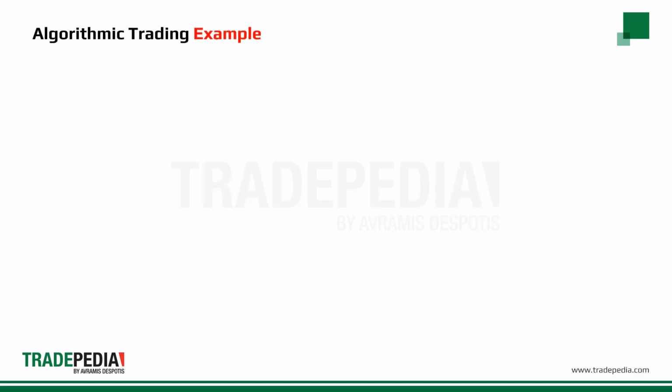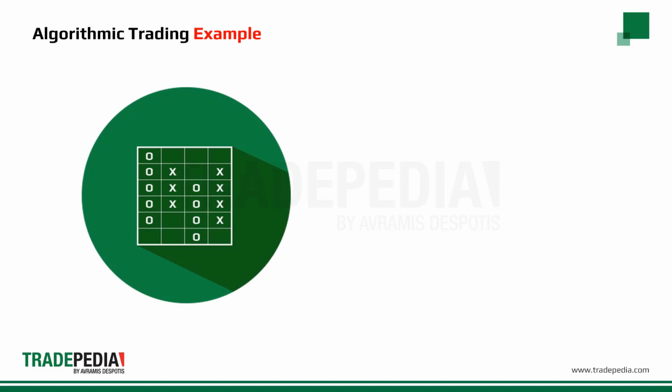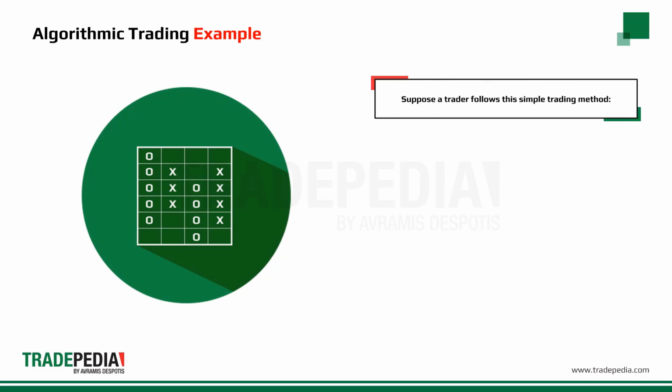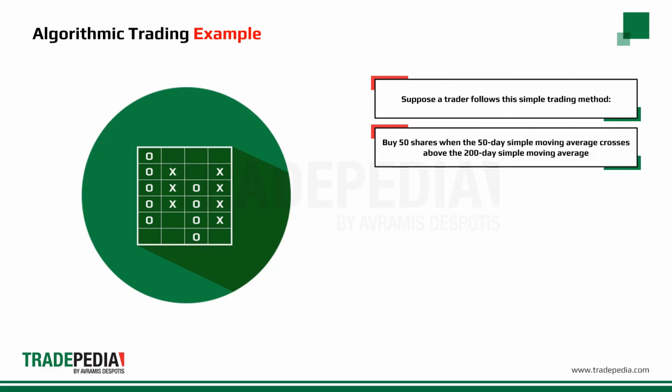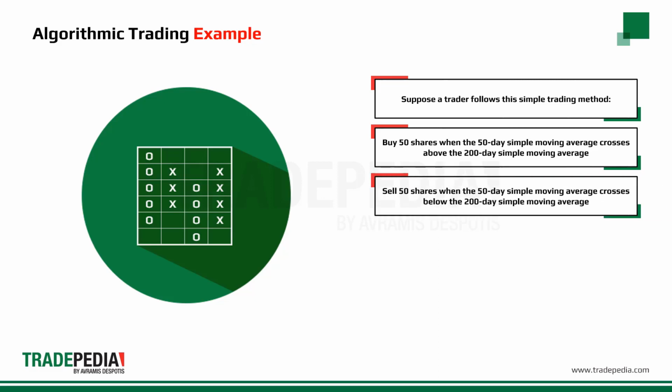Algorithmic trading example. To showcase a simple example, let us suppose a trader follows this simple trading method. Buy 50 shares when the 50-day simple moving average crosses above the 200-day simple moving average, and sell 50 shares when the 50-day simple moving average crosses below the 200-day simple moving average.